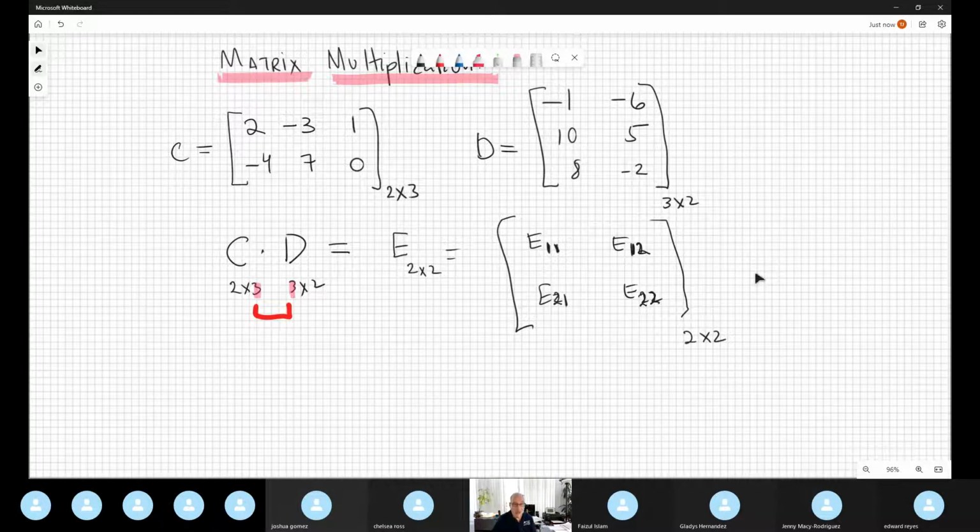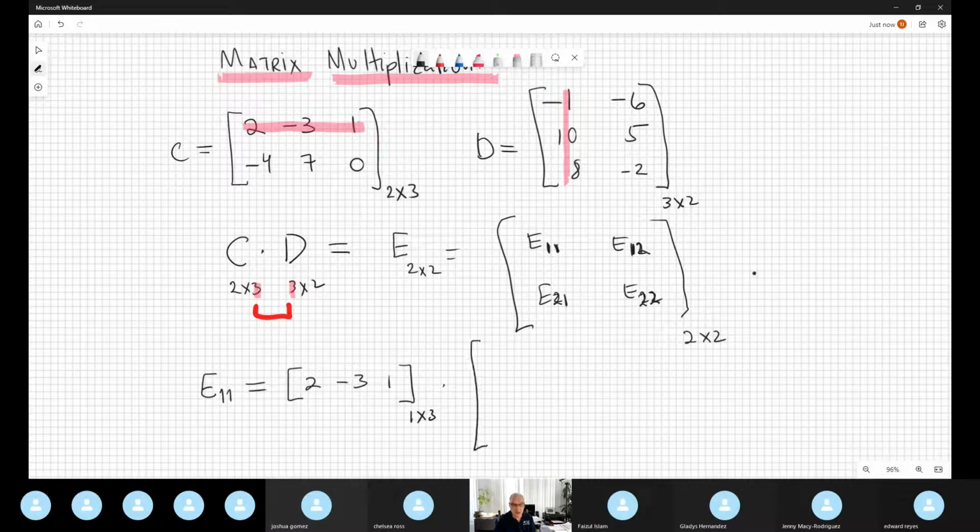So what is the idea? To find A11, you multiply the entire row 1 and the entire column 1. Let me try to represent it schematically. You copy 2, -3, 1, which is row 1 of the matrix C, which by the way is 1 by 3, so I make a partition. Multiplication by a column vector, -1, 10, and 8, which is the 3 by 1 column.